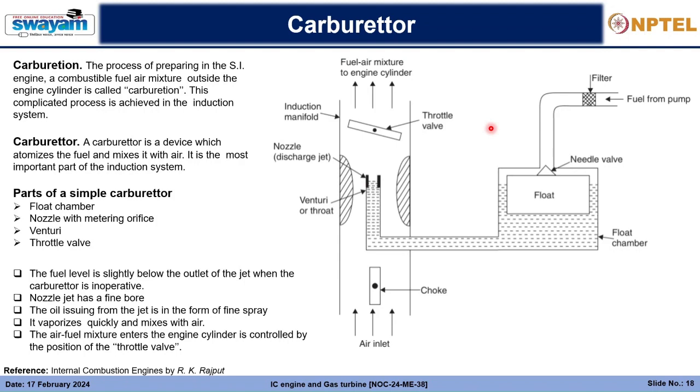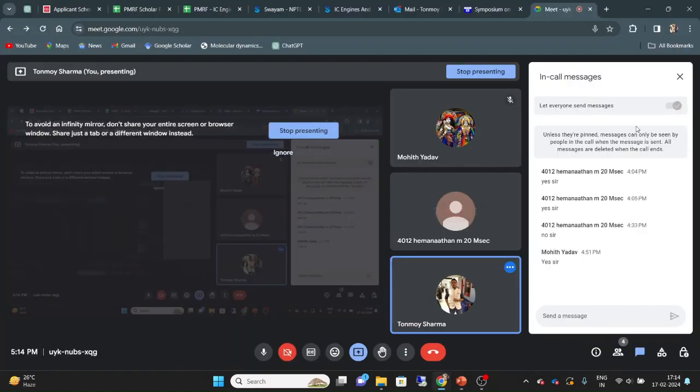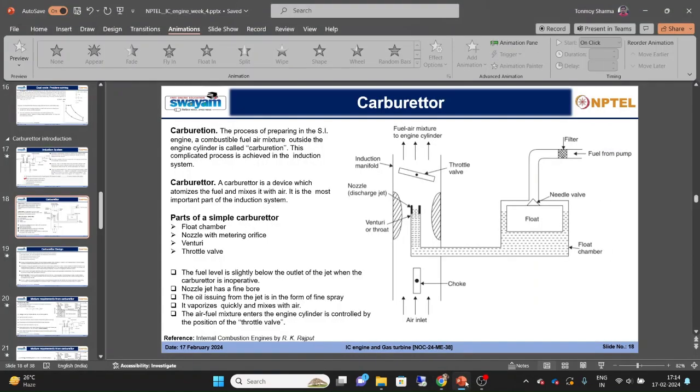So let us understand the carburetor before understanding the advanced systems which are being developed right now. Before that, let me check if there are any questions. Okay, no questions. I will go forward.